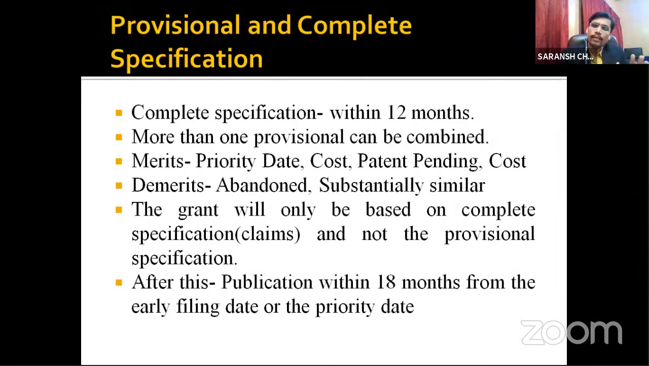So patent of addition is something which, as the name suggests, when you are having some modification, when you are thinking of some improvement in the patent, you file a patent of addition in the controller office under sections 54, 55, 56. This is something which has to be filed after the grant of patent. I'm just telling for the sake of understanding.